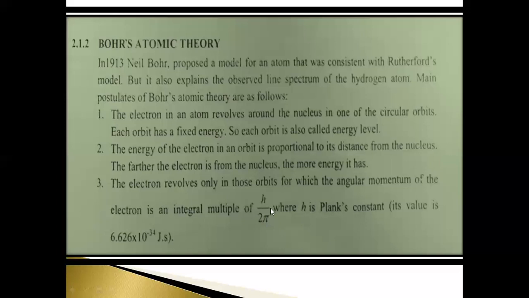The angular momentum of an electron is an integral multiple of h over 2 pi. Integral comes from integer, and integers are 1, 2, 3, depending upon in which shell the electron is present. If it is present in shell number 1, you multiply h over 2 pi by 1. If second shell, then multiply by 2, third shell multiply by 3.